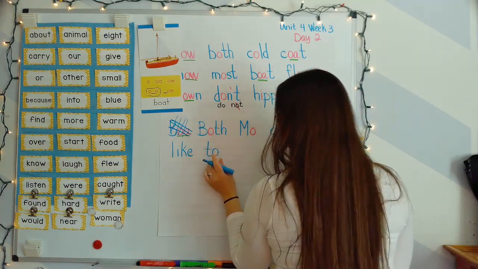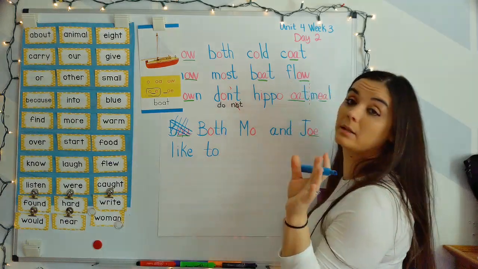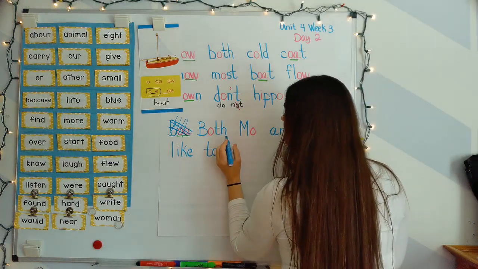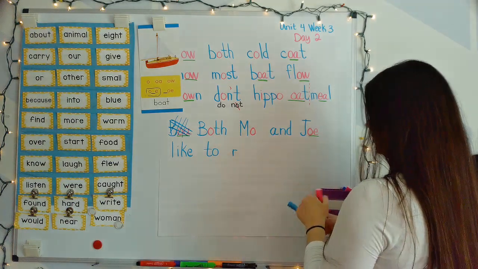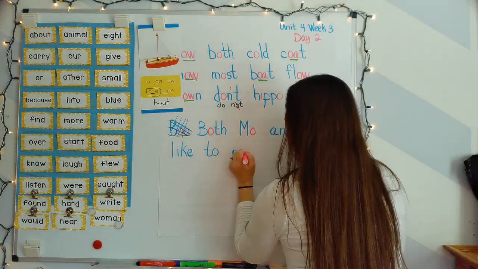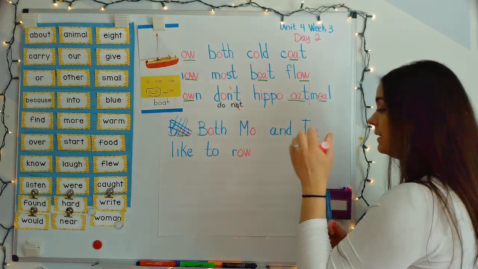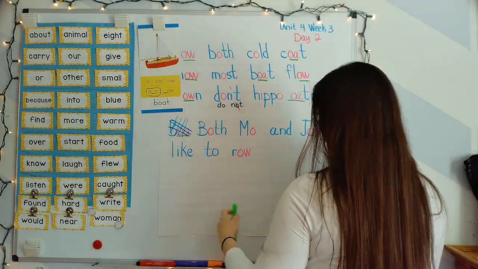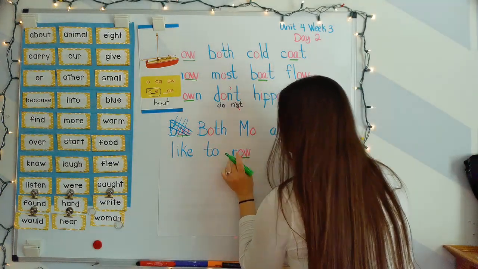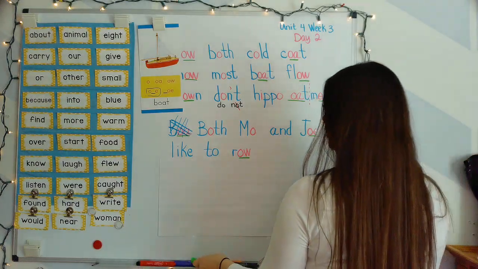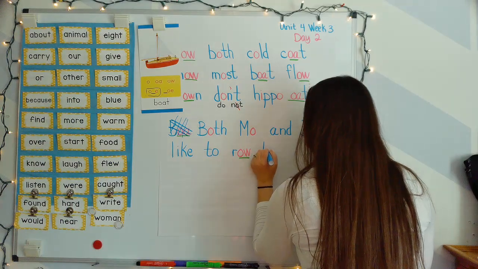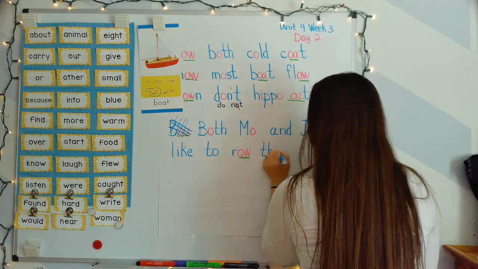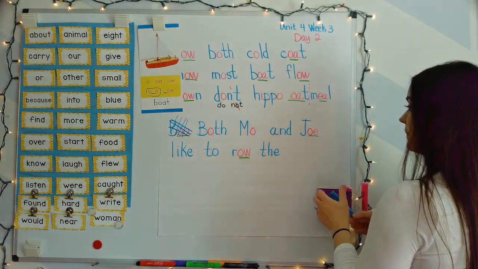High frequency word to, one that you will never be able to sound out. You just have to know it. Like to. R says, O-W. Team, working together to say that long O sound. O, row. Both Mo and Joe like to row the, maybe you can guess what they like to row. The.